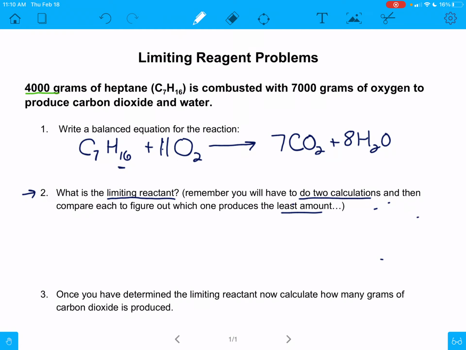We're going to start with 4,000 grams of heptane. I can choose whether I want to figure out grams of carbon dioxide or grams of water. It really doesn't matter which one I choose, because whichever I choose, the limiting reactant is going to give me the smallest amount. So how about we try water. We'll just do the water ones.